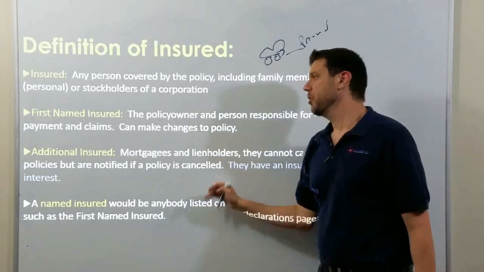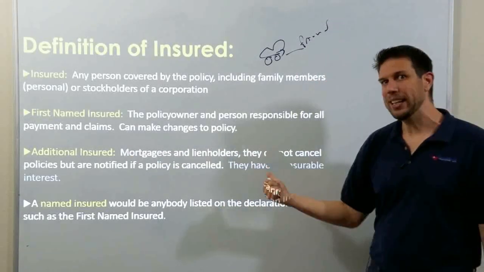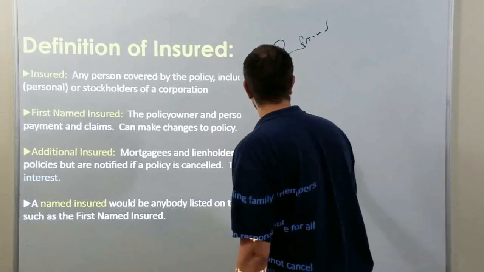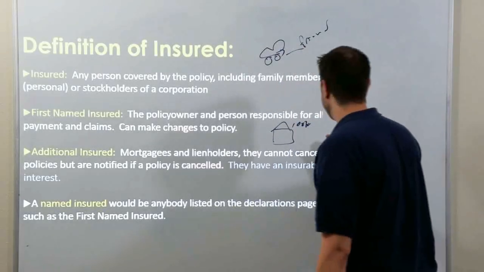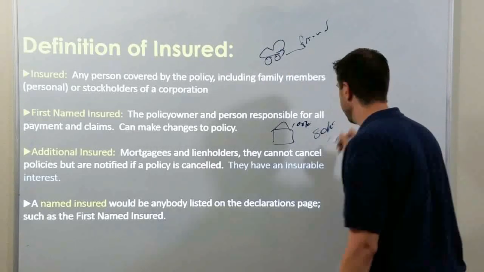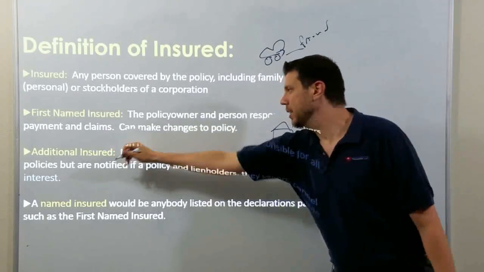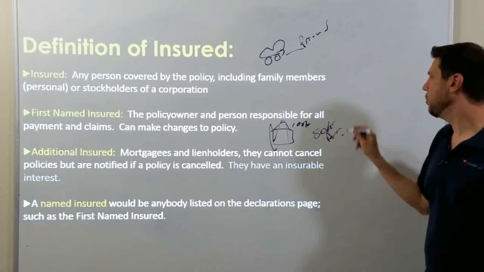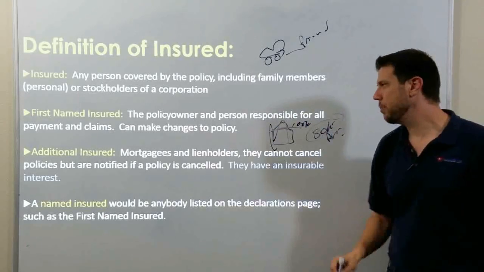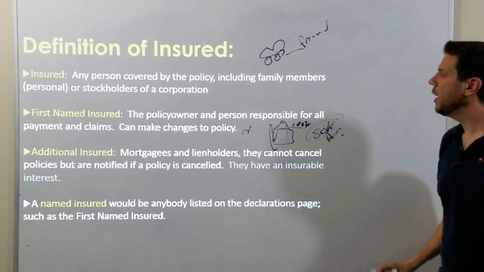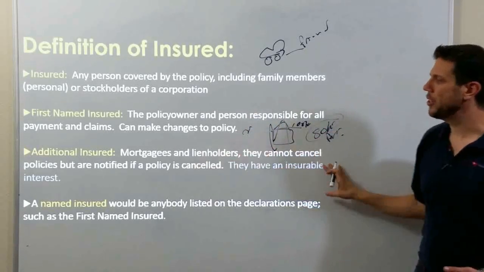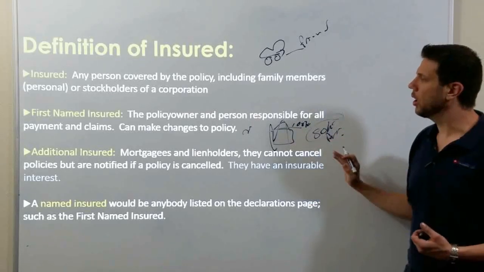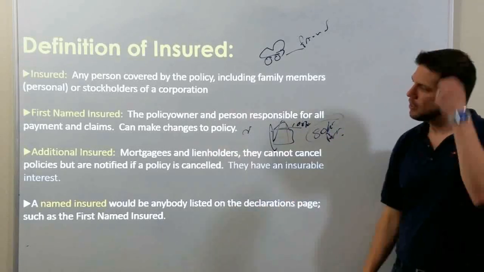An additional insured is a mortgage company or a lien holder. So if you have your house and it's worth $100,000, but you have an $80,000 mortgage, the mortgage company is an additional insured. So if your house burns down, the mortgage company gets their 80, you get the remaining 20 of the coverage. Additional insureds have an insurable interest in the property because they own the property, like the house or the car. So they're added onto the policy.